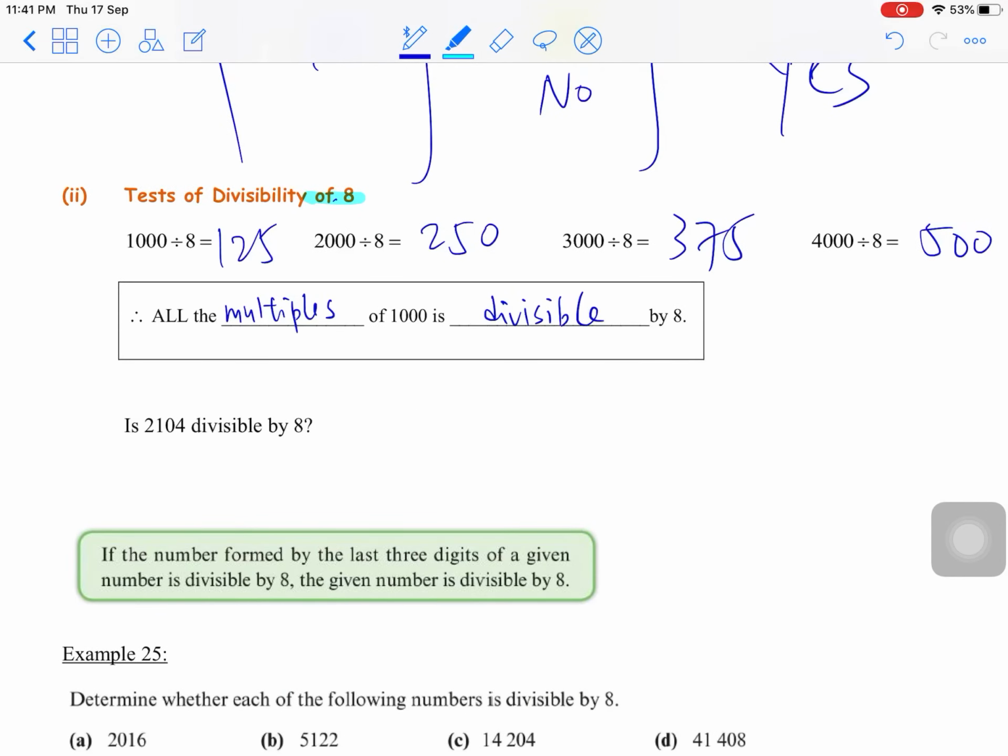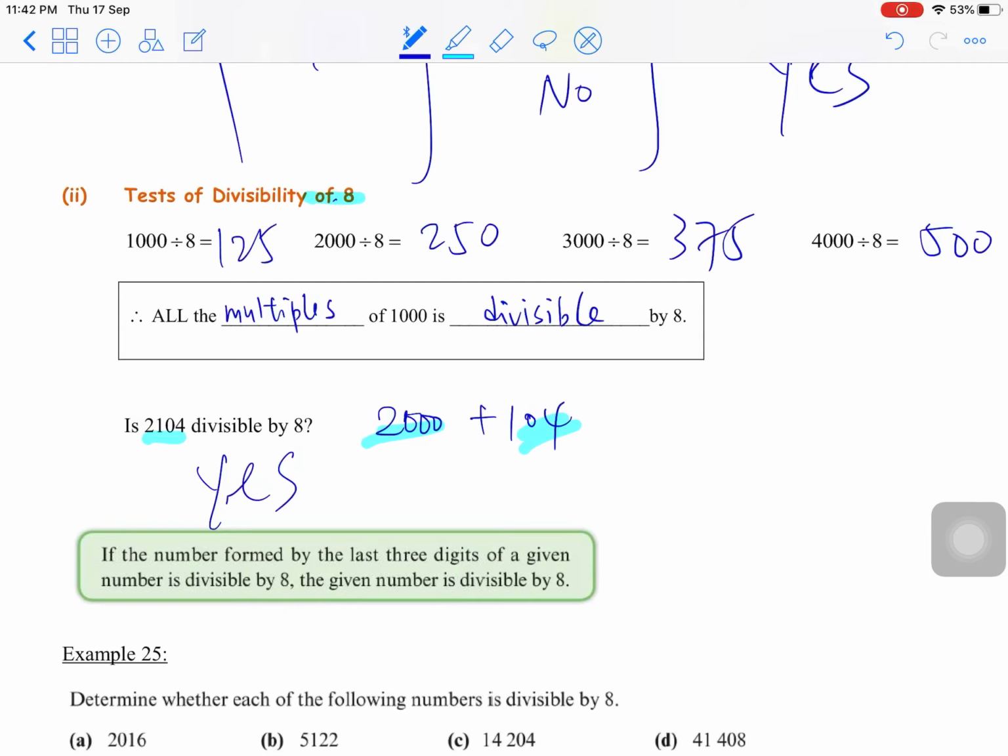So this time check this one: 2104, is it divisible by 8? This time we split it as 2000 plus 104. 2000 is already divisible by 8. To check 104, 104 divided by 8 is 13. So this one is divisible by 8. Yes, this number is divisible by 8.